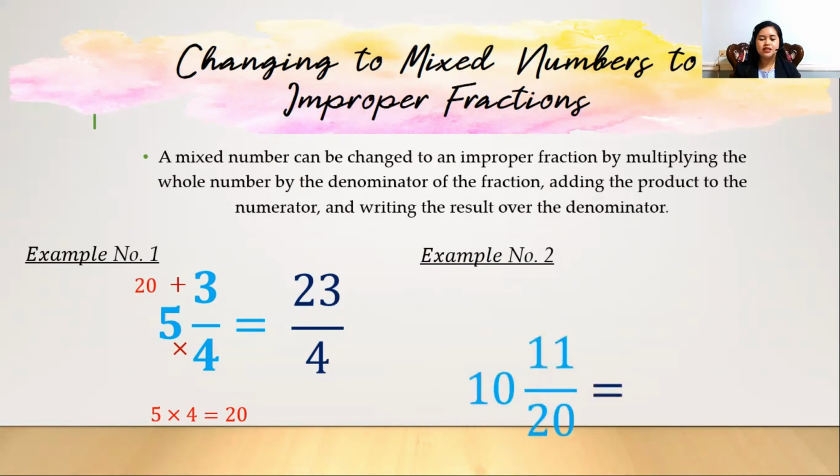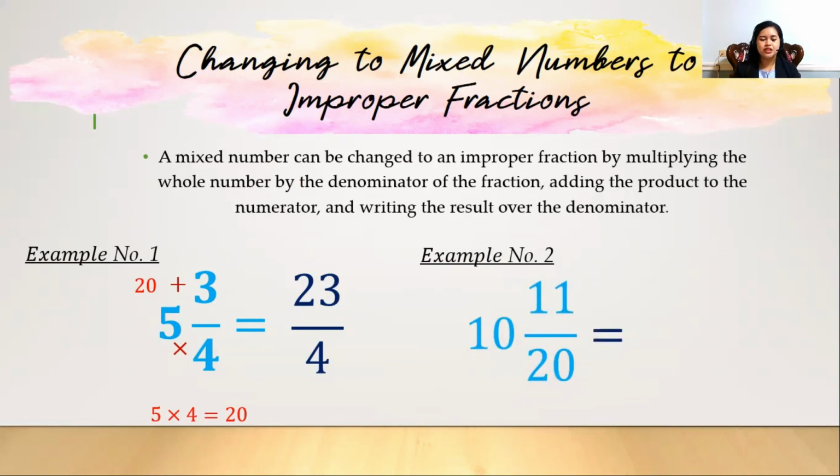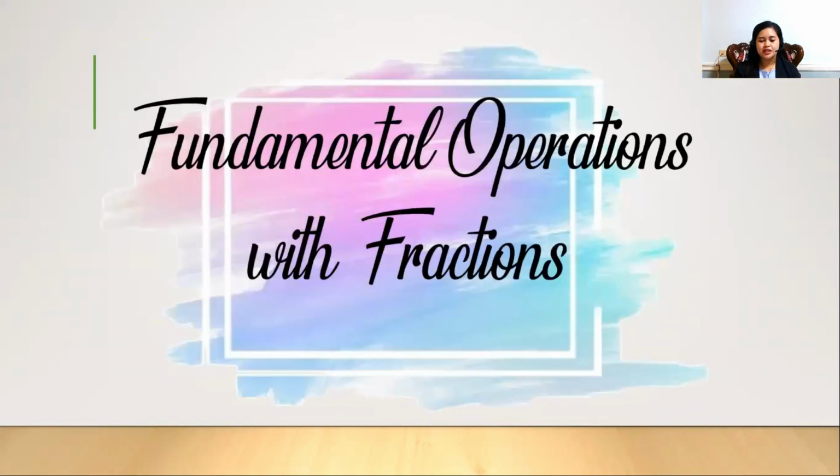Next is this example, with the same process as example number 1. For example number 2, our whole number is 10 and our denominator is 20. We multiply 10 and 20, and we have 200. Then the product 200 is added to the numerator, which is 11. So 200 plus 11 is equal to 211 over 20. So that's it for changing different fractions.